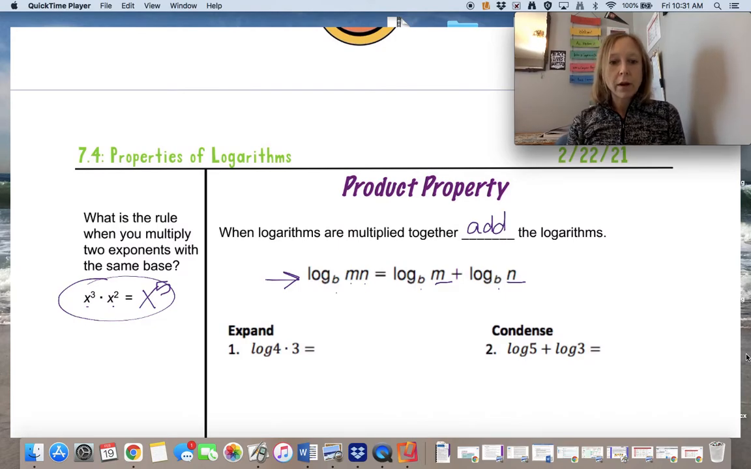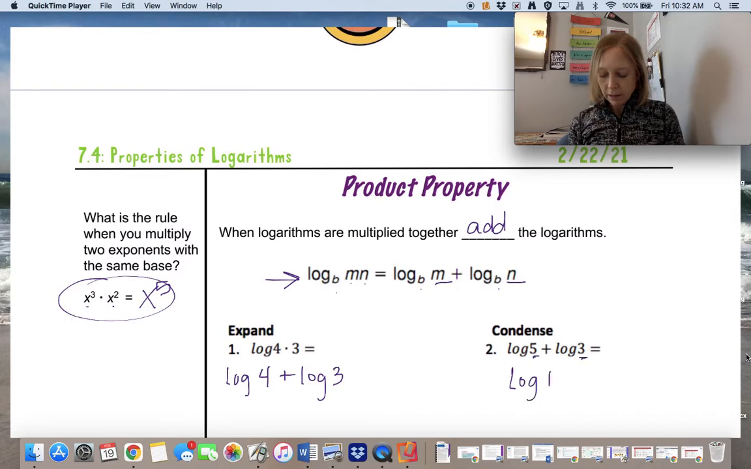Let's look at example 1 where we're going to practice expanding. I see the log of 4 times 3. The base is 10, so I don't need to rewrite that. This is just our standard logarithm, so I can separate this to be log of 4 plus log of 3. And those two statements are equivalent. Now I can also go the other way to condense things. Here I see log of 5 plus log of 3. These are two logarithms with the same base that are being added together, so I can simplify this by writing log of 15. And where the 15 comes from is the 3 times 5.